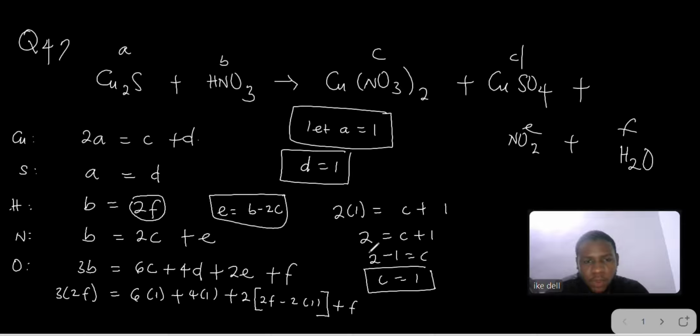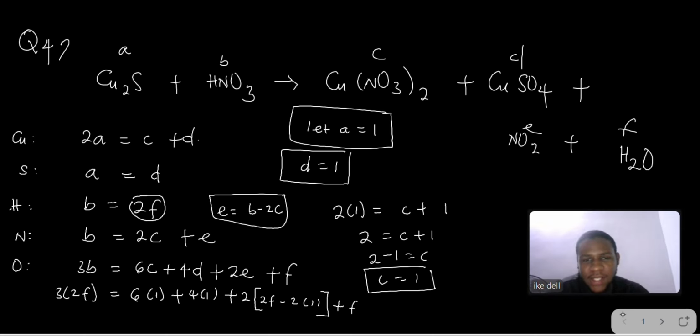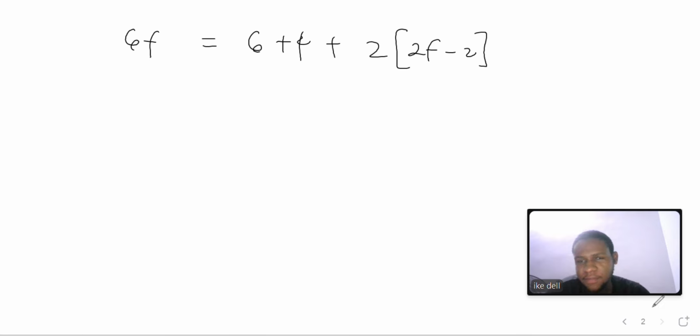That's 6 plus 4 plus 2 into, and I have 2F minus 2. 2F minus 2. I hope this thing gives us something nice at the end of the day. 2F minus 2 and then plus F. All right, so let's try to solve this. Maybe we'll be able to get what F is.